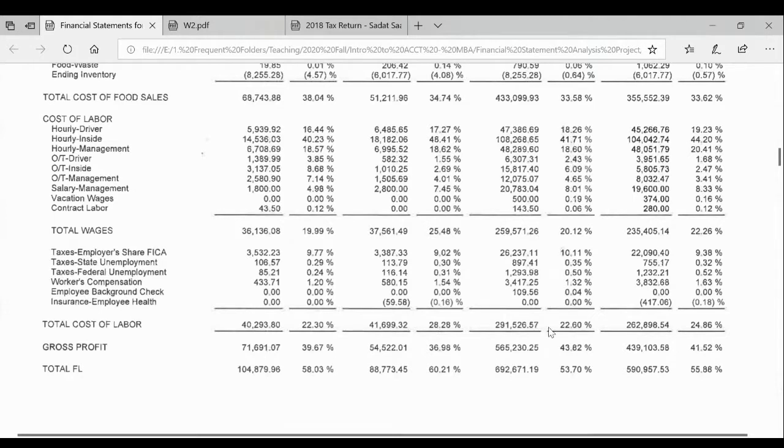So this number should be in the neighborhood of 25%. So as you see, last year it was very close to 25%. This year it's a little bit less, but nothing that would raise a red flag in my mind. Okay, so it's still within reason, which is a reasonable amount. Are you following? Is that clear?